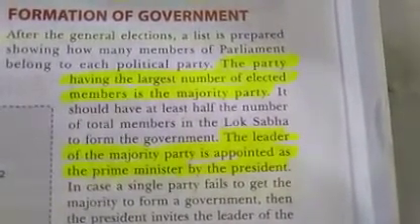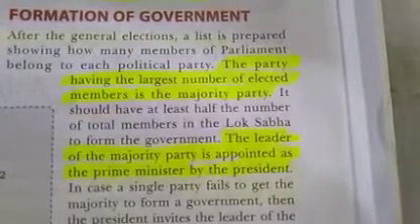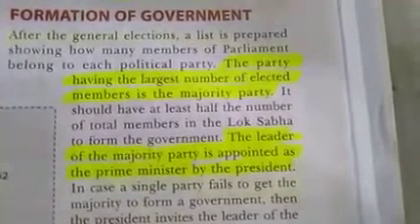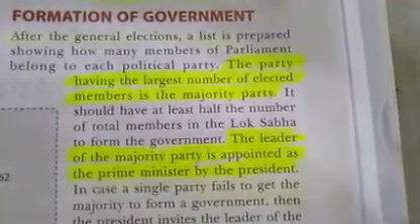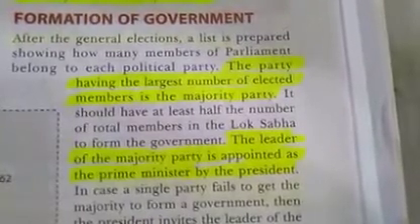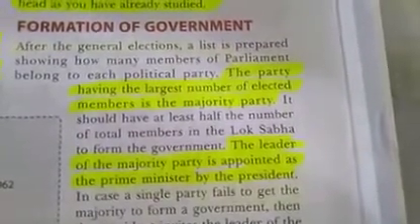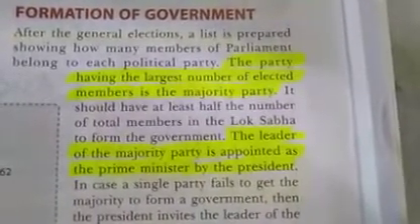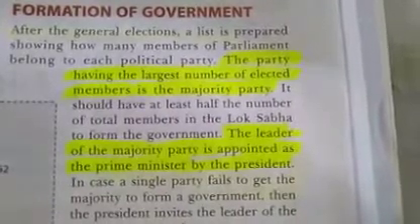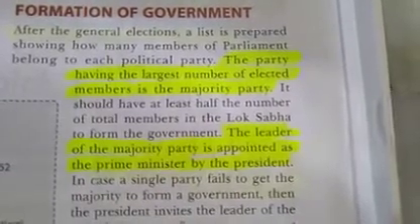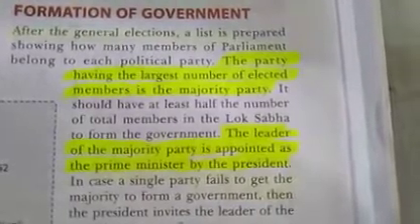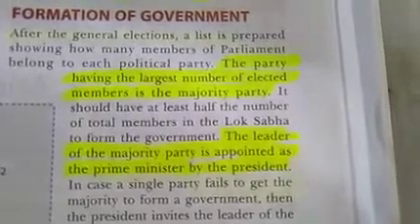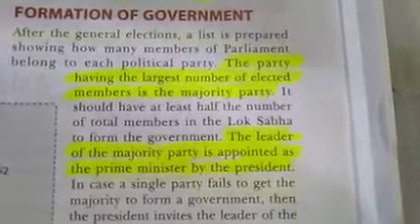And now what we have read, that after the general elections are conducted, a list is prepared showing how many members of parliament belong to each political party. How many members of each party are in the parliament is calculated. The party having the largest number of elected members is the majority party. It should have at least half the number of the total members in the Lok Sabha. So, whatever seats are in the Lok Sabha, which we will discuss later on, out of that, the majority should be at least half of the members to form the government.